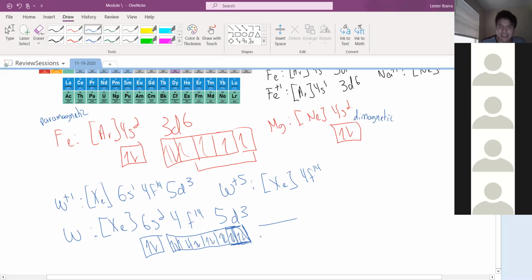And then for D, we have 5, 2, 3, 4, 5. It looks a little bit messy. I'm sorry about that. But yeah, that's what it'll look like for tungsten.